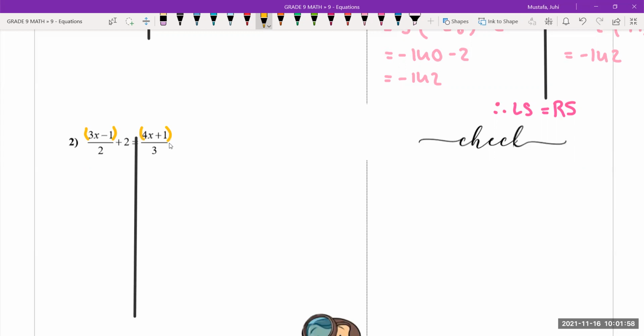And as always, I'm going to rewrite it so that my fraction is outside. So for this one, when I put brackets around the binomial, I know there's a 1 over here and there's a 1 over here. So when I rewrite this, it's going to be 1 over 2 bracket 3x minus 1 plus 2. I'll pause here.